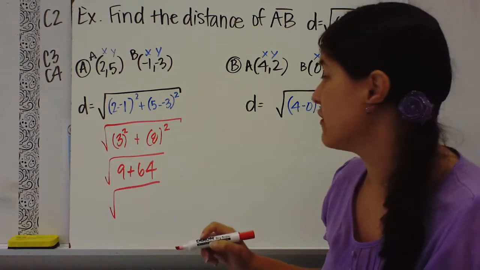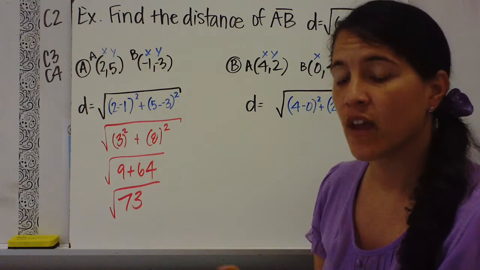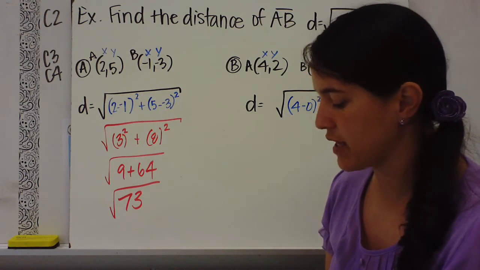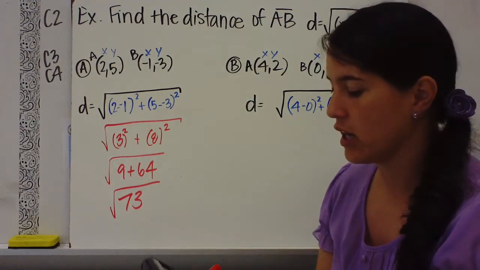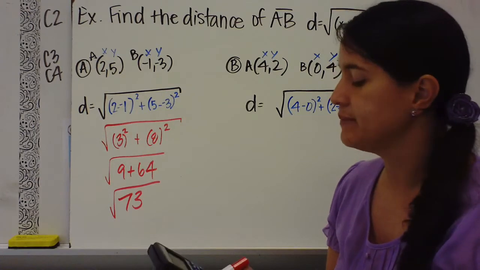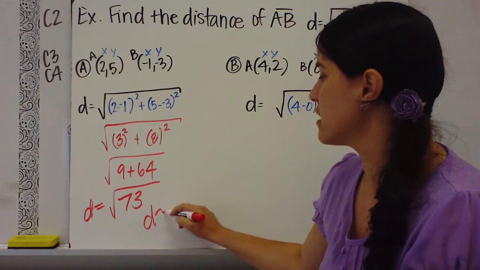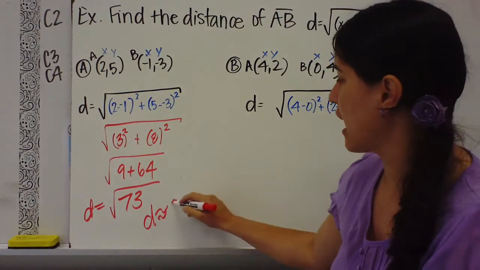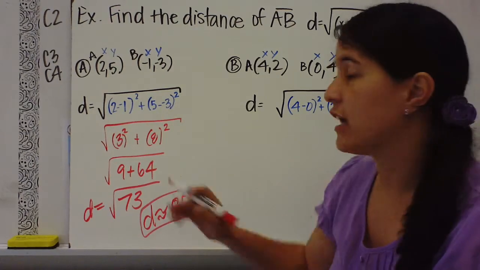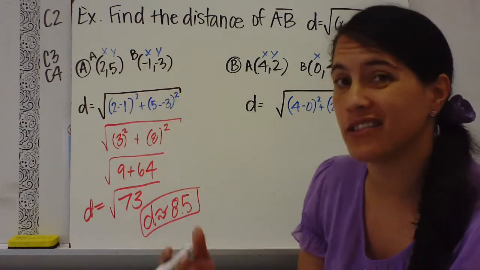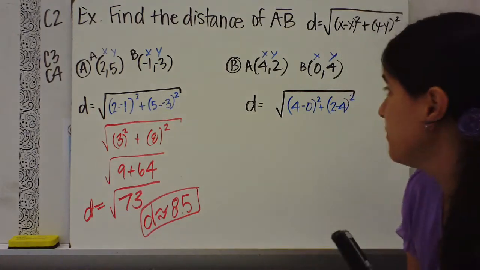9 plus 64 is 73. And then you have to take the square root of 73. So the square root button is the second function of the x squared. So the square root of 73. And the distance is about, because we're rounding, 8.5. So again, you type it in, you plug the numbers in, and then you just continue to simplify, and then you take the square root. Let me show you another one.